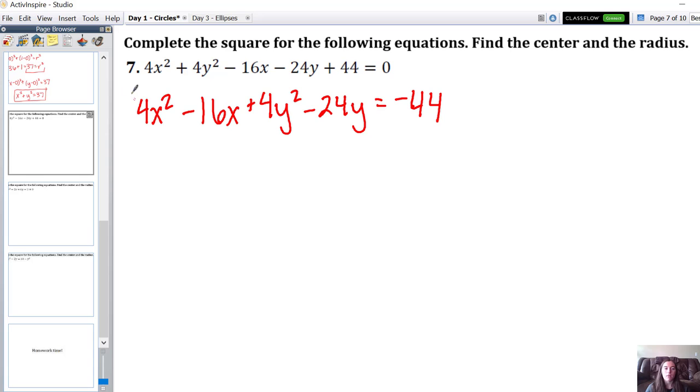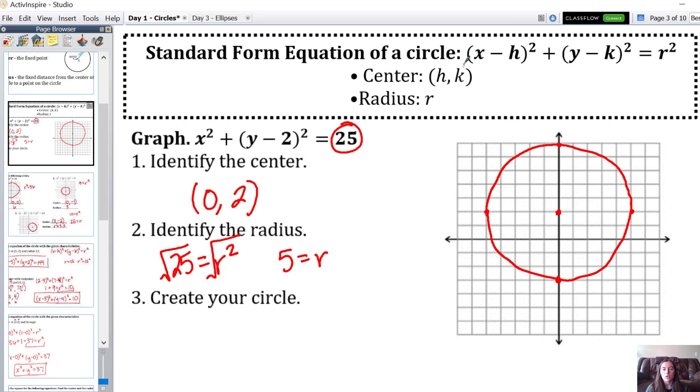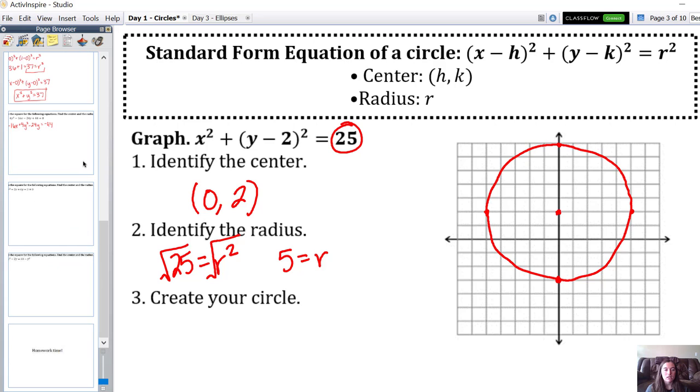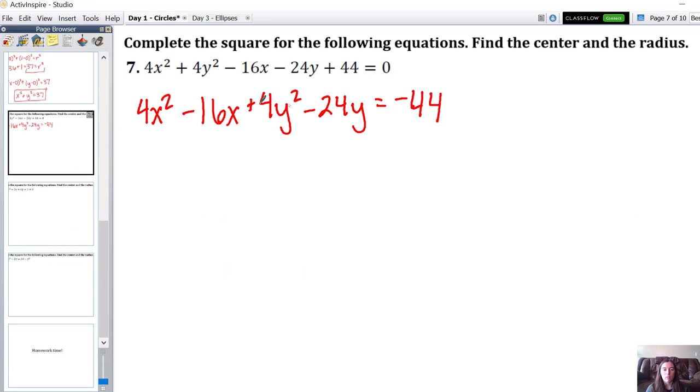Now if you remember from our equation of a circle, there are no coefficients with x or y. So next I'm going to divide every single term by those coefficients. So I'm going to divide everything here by 4. That leaves me with x squared minus 4x plus y squared minus 6y equal to negative 11. The next step would be to factor out anything that's in front of my x squared or y squared. There's a 1 there, so there's nothing to factor out.